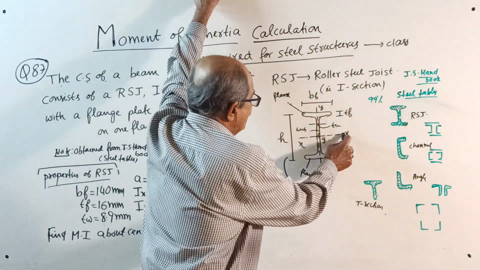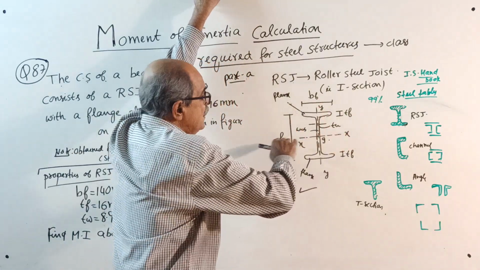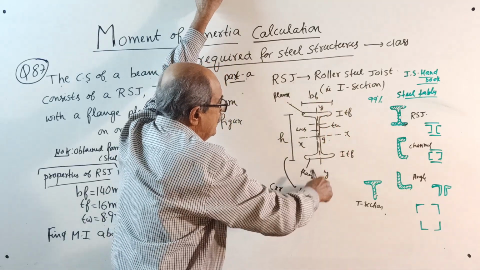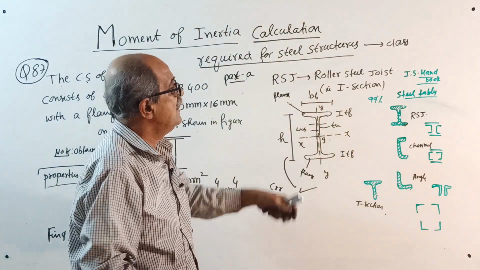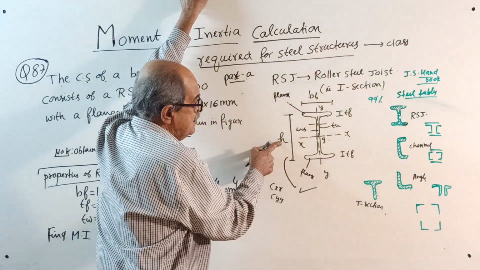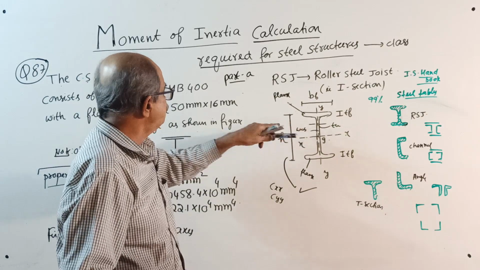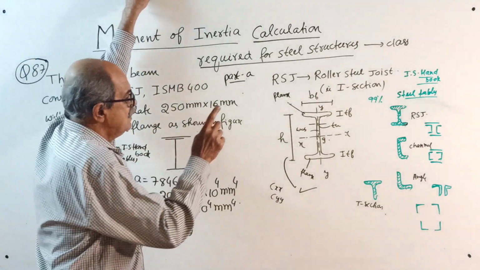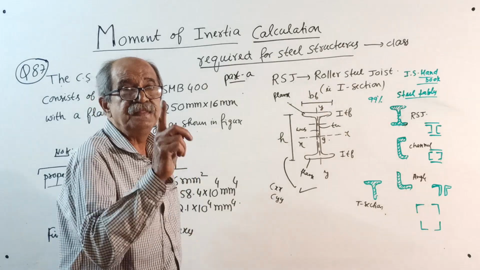This is called the XX axis. This is called the YY axis. Always, the horizontal axis parallel to the flanges is XX, and the axis perpendicular to the flanges along the web is YY. And this is called the total depth of section, H. You write here, H is total depth of section. Remember, make a note, the depth of section H is always the number given there.